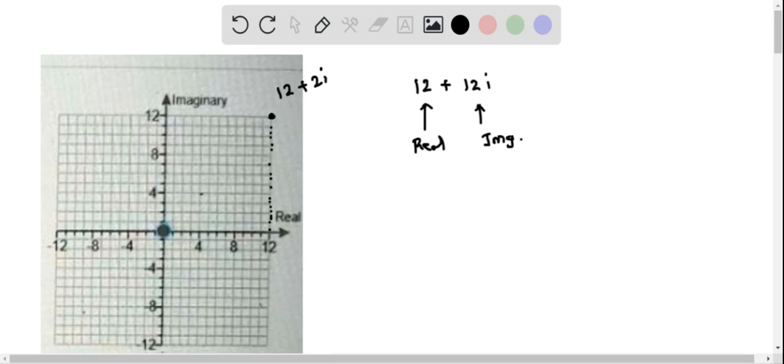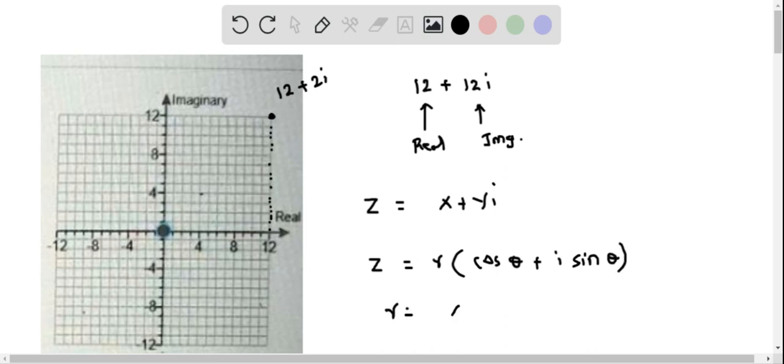We now determine the polar form of this complex number. So suppose z equal to x plus yi is the complex number, then this can be written in polar form as z equals r times cosine theta plus i sine theta, where r is determined by this formula, that is square root of x squared plus y squared, and theta is given by this formula, tan inverse of y by x.